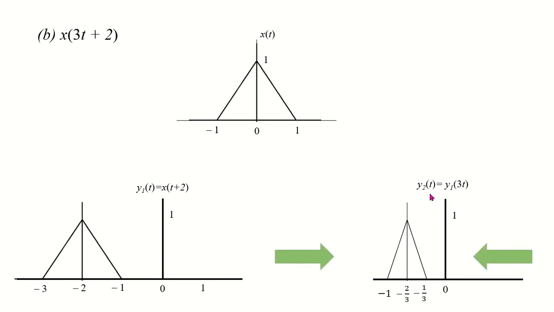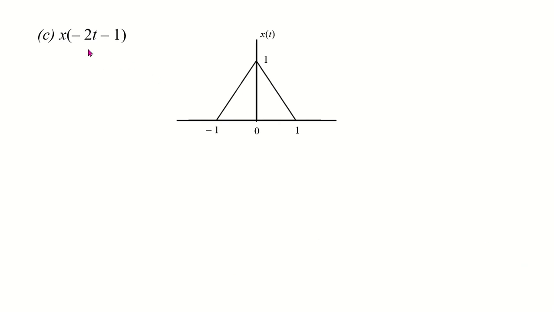So let's call this sketch y2, which is nothing but the time scaled version of y1(3t). So this can also be written as y2(t) equal to y1(3t). If you substitute 3t in this particular expression, what you get is x(3t + 2), which is the original expression of the signal desired to be drawn.